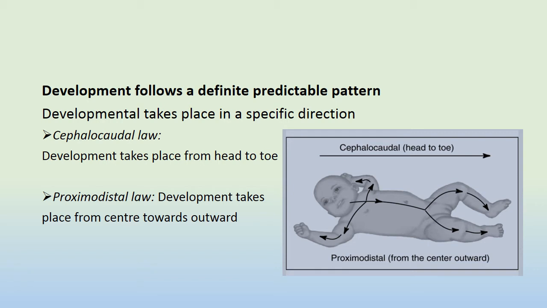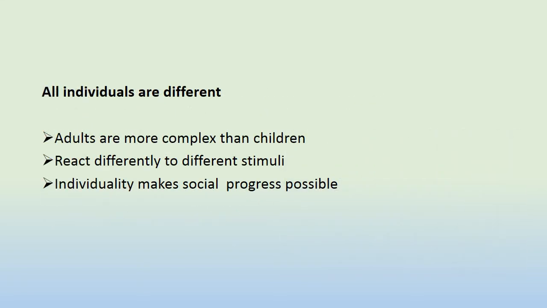The other principle is the proximodistal law, according to which development takes place from the central part of the body towards the peripheral parts. That is, first the spinal cord develops, and then the abdominal parts develop, moving towards the limbs. So first the arms will develop, and then the forearms, and then the wrist and the fingers. So why is it important to know? Because knowledge of these patterns helps us to plan for the future development.